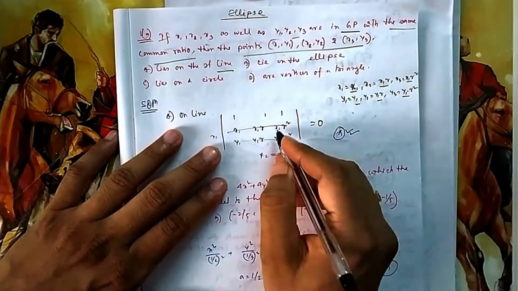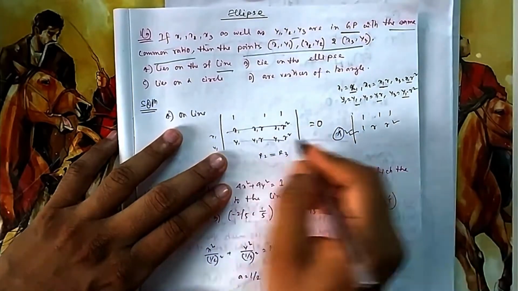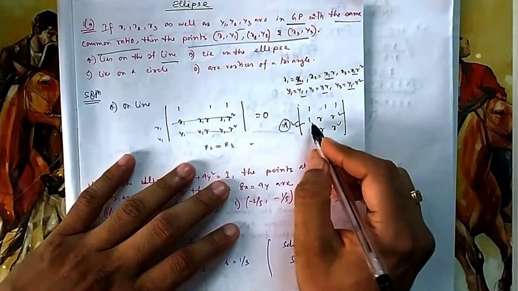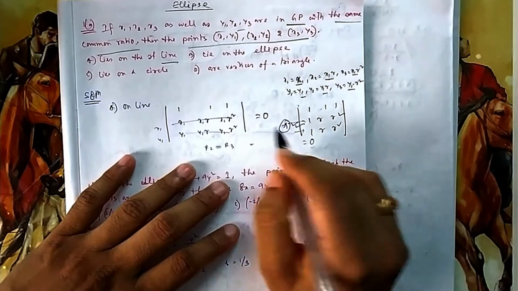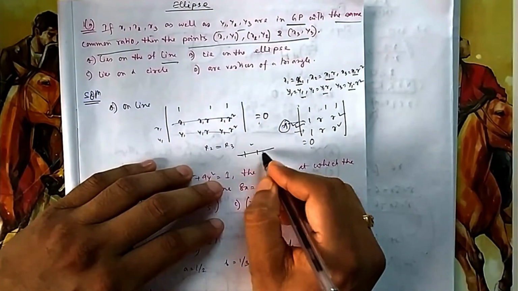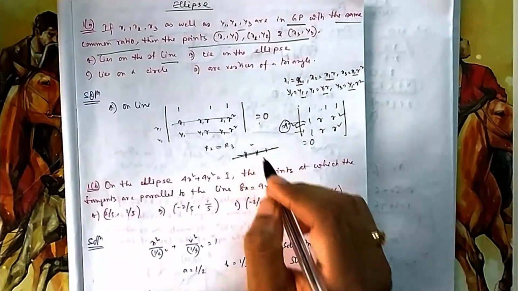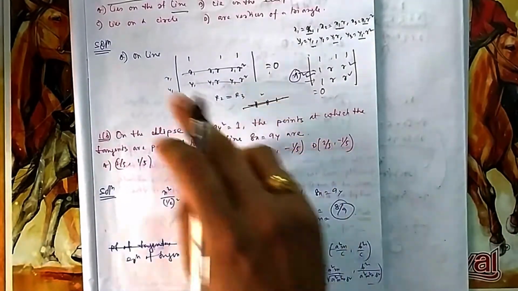Suppose I have taken x1 common, so it will be 1, 1, 1, 1 r r square. And from here I have taken y1 common. Those who know determinants know that if two rows are completely identical, then the answer is 0. Because it is 0, its area is 0. Area 0 means all the 3 points are lying on the same line. They are collinear. We have tried to solve this in normal coordinate geometry also. So that's why it is option A.